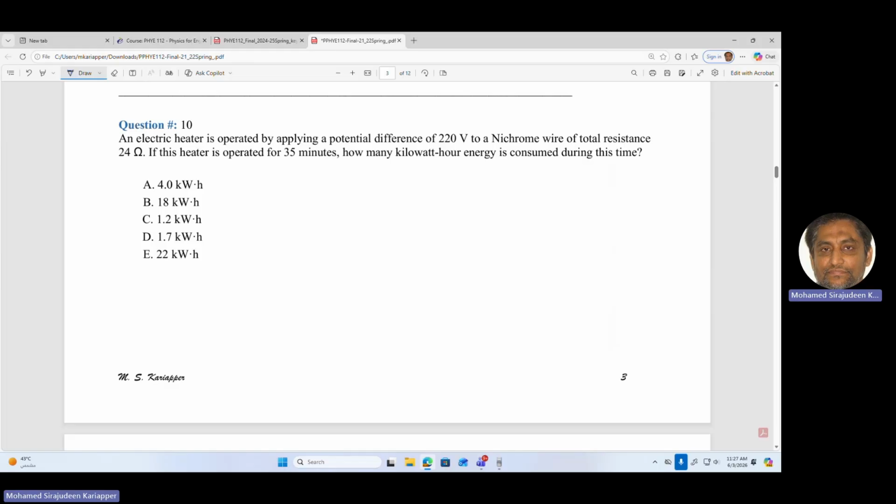Number 10, an electric heater is operated by applying a potential difference of 220 volt to a nichrome wire of total resistance 24 ohms. If the heater is operated for 35 minutes, how many kilowatt hours are consumed during this time? Right, okay, so the power is equal to, let me write the whole thing. The first definition is this, right? I delta V. So if I and delta V are given, then, but the thing here is we are given the potential, yes, and is the current given? No, the resistance is given.